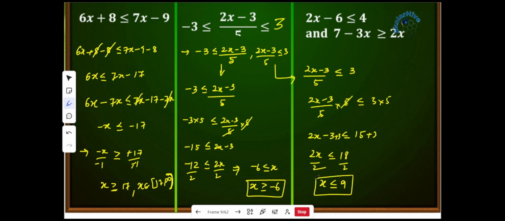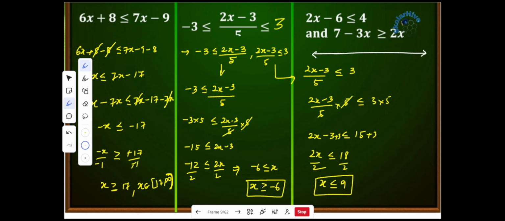So here we got the value of x to be bigger than or equal to minus 6, and here we got the values of x to be less than or equal to 9. So we have to look for the common region in both. If you plot this on a number line, you can visualize what values of x will be a solution for this. So let me just take a line. Okay, I have taken a line.